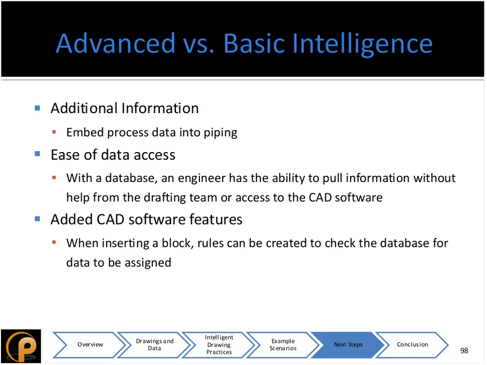So if you had a 2-inch pipe and there was an attribute 2 inches associated with that pipe, the ability to insert a block, a valve, for example, and have that valve automatically pull that information from that line. Those types of functionality generally tend to be on more of the advanced CAD software.